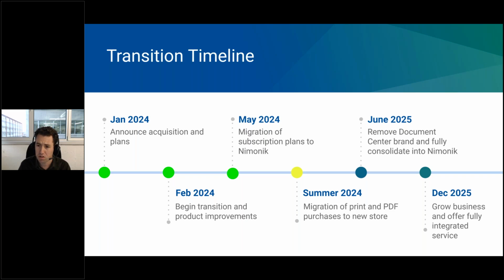And then probably next year, we're going to slowly move away from the Document Center brand and then just fully consolidate into Nimonik. So going forward, you can consider us just Nimonik, and the Document Center customers, the team, the people, the expertise are all being rolled into Nimonik. And as we're doing this, we're also growing our relationships with new publishers, and we're hoping to add more publishers throughout this year and going forward into next year and the following years.